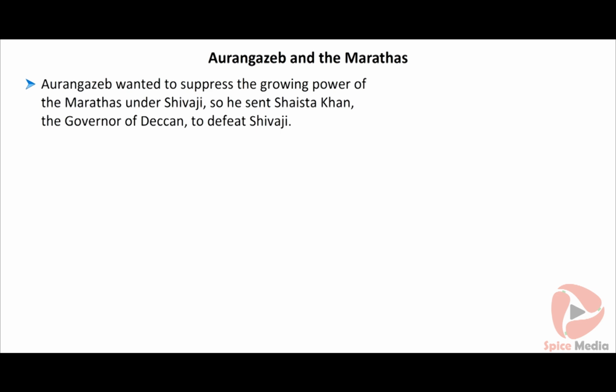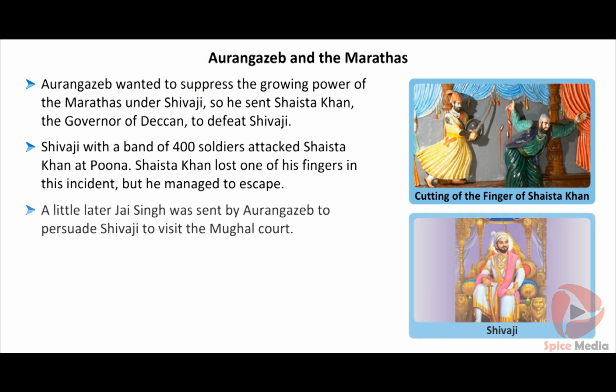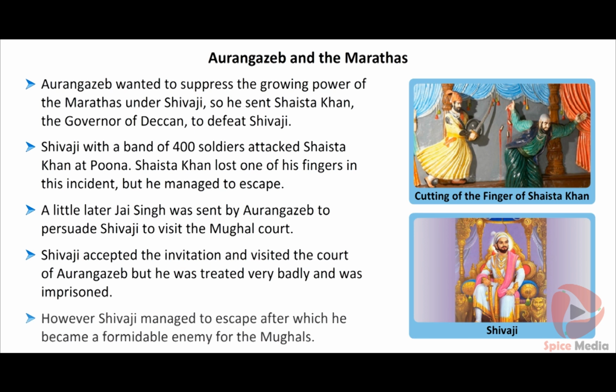Aurangzeb wanted to suppress the growing power of the Marathas under Shivaji, so he sent Shaista Khan, the governor of Deccan, to defeat Shivaji. Shivaji, with a band of 400 soldiers, attacked Shaista Khan at Pune. Shaista Khan lost one of his fingers in this incident, but he managed to escape. A little later, Jai Singh was sent by Aurangzeb to persuade Shivaji to visit the Mughal court. Shivaji accepted the invitation and visited the court of Aurangzeb, but he was treated very badly and was imprisoned. However, Shivaji managed to escape, after which he became a formidable enemy for the Mughals.